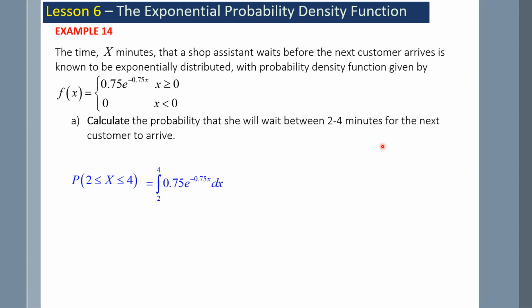Integrating this is quite simple. When you're integrating e to the kx, the derivative of that kx is k. If we divide by k, you're really going to have 0.75 divided by negative 0.75, which is negative 1. Our terminals are 2 and 4. Substituting in our upper and lower, the probability that we wait between 2 and 4 minutes is 0.1733, which is approximately 17%.